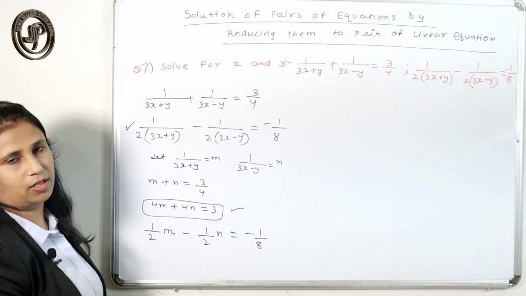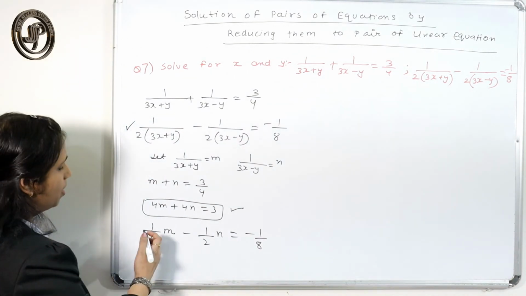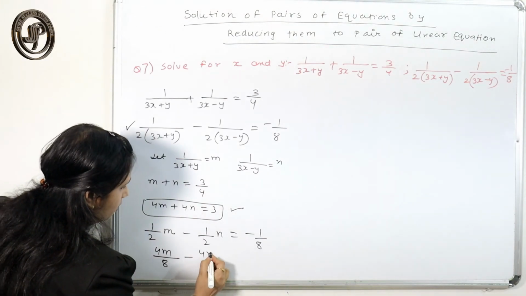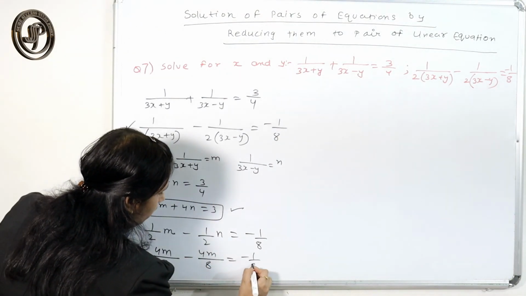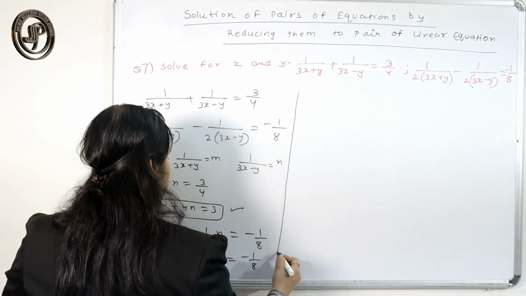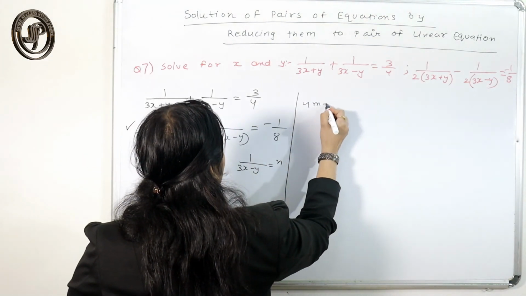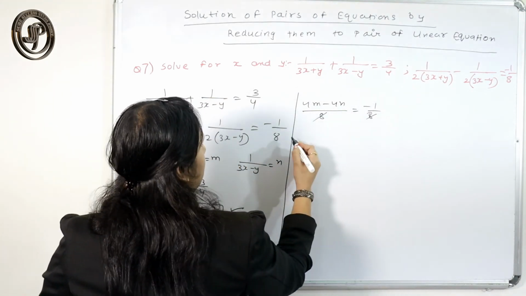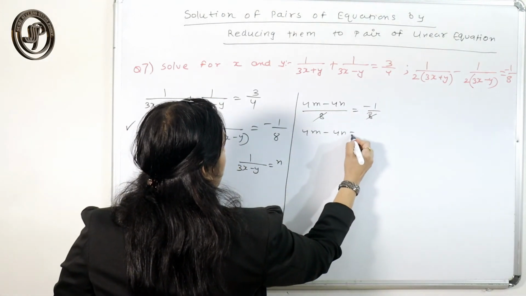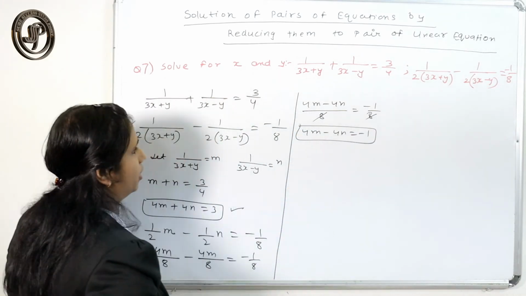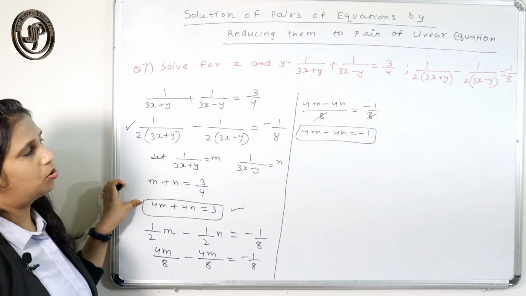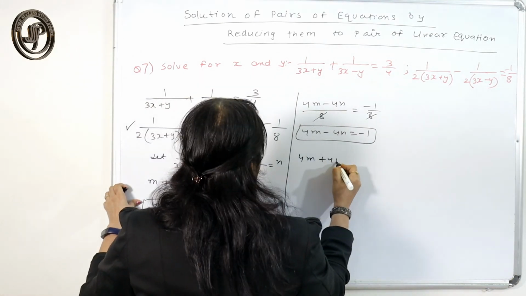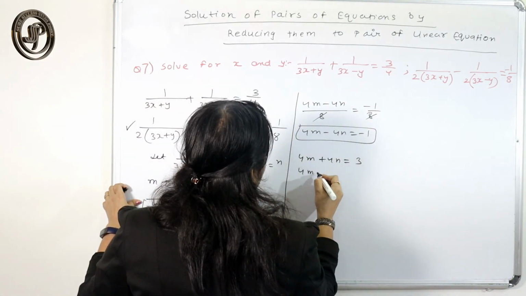Make the denominator the same. How can you make the denominator the same? By multiplying and dividing by 4. Now, here it is 4m minus 4n upon 8 is equal to minus 1 by 8, and the 8 cancels out. So, you got this. This is your second equation. Now, you can solve these two equations by either the elimination or substitution method. That is up to you which method you are going to use.